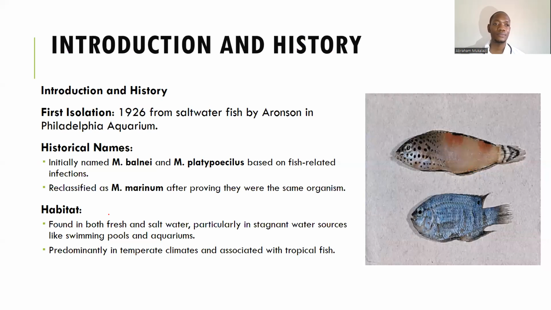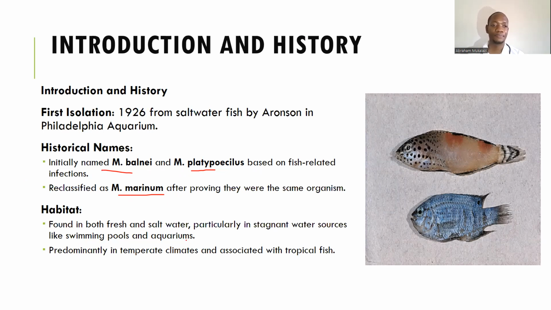So someone first described this in 1926, in Arizona and Philadelphia. So in the aquarium, they discovered that the fish were having this characteristic appearance, with loss of their scales and granulomatous inflammation. And then that's when they were able to isolate the bacteria. So initially it was called M. balnei and then M. platypoecilus, but all these names have been dropped to just reclassify it and call it marinum because of the aquatic nature of the bacteria.